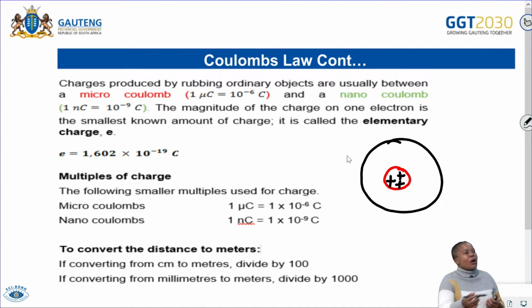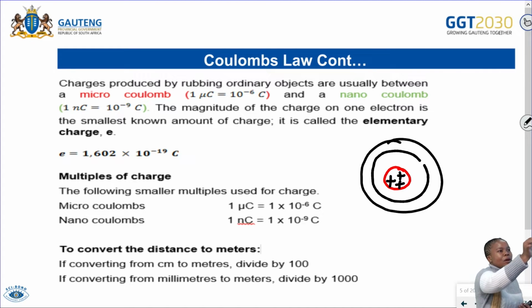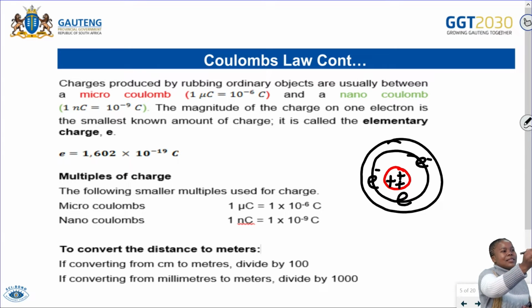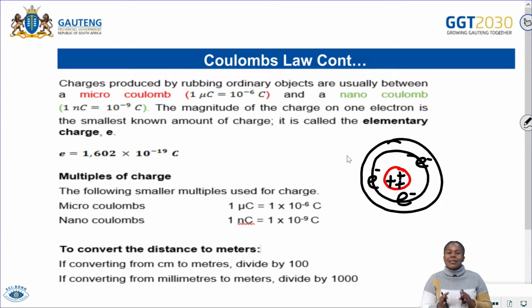And then on the outer shells, over here, we've got what now? Electrons that are there, okay? But now for an object to be considered neutral, it means that it has the same number of protons, meaning that the number of protons and the number of electrons is equal, okay?